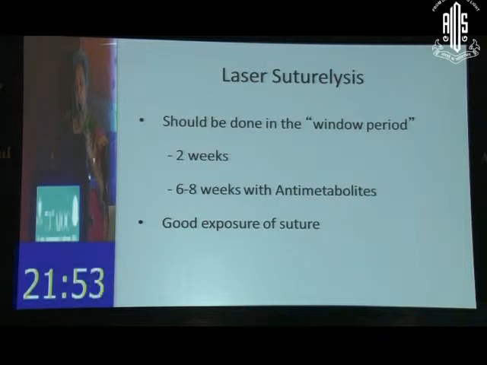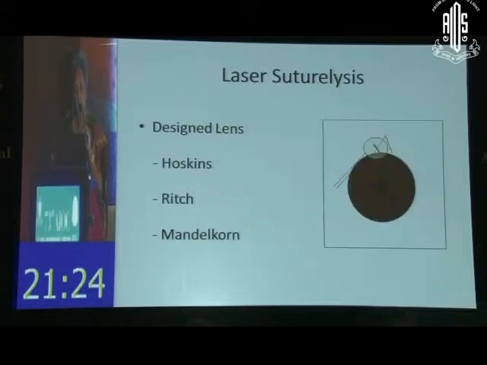And a word about the laser suturelysis. It is a very useful tool, but it should be done within the 2 weeks window period because that is the time the scarring will be maximum. When we use the antimetabolites, you can even do it beyond 6 to 8 weeks time. Good exposure of the suture is important. As I mentioned on the table, you should make a note which is the critical suture. So if you cut that critical suture, that will give you the maximum benefit out of this.